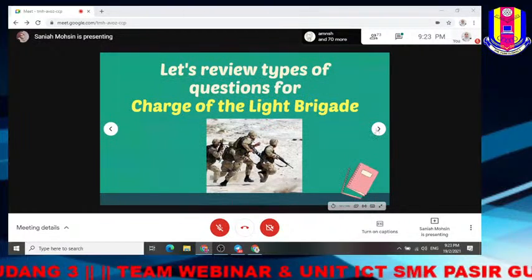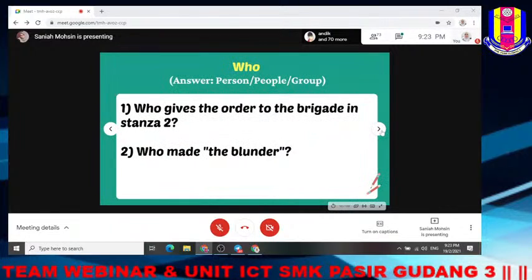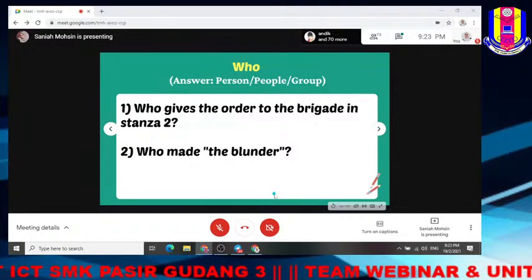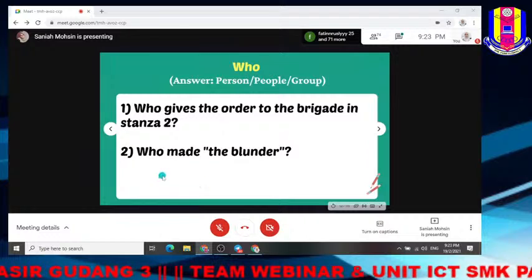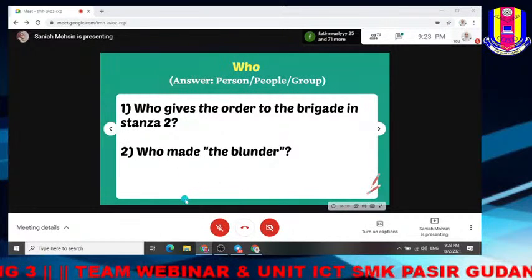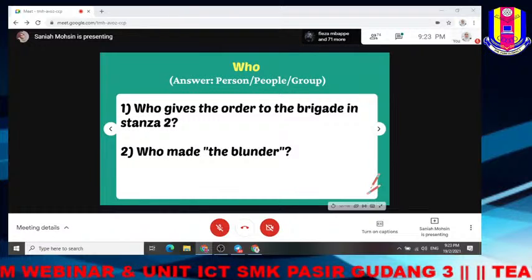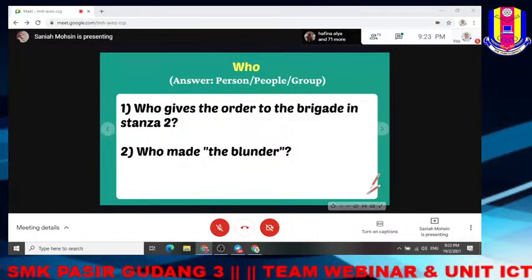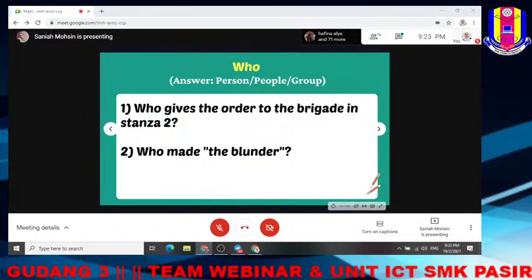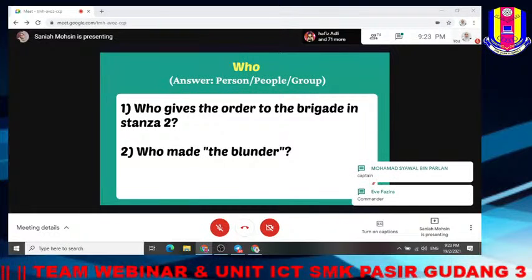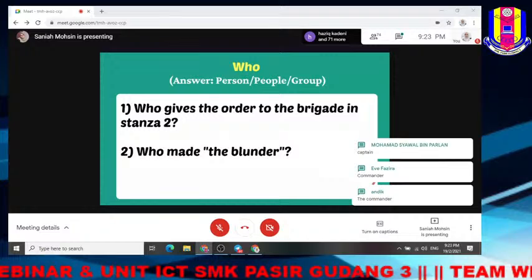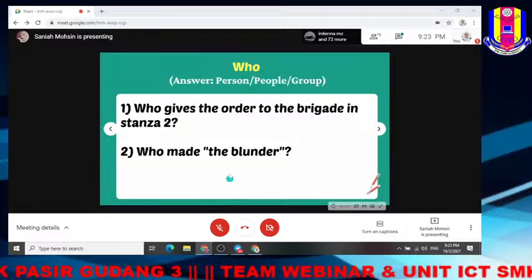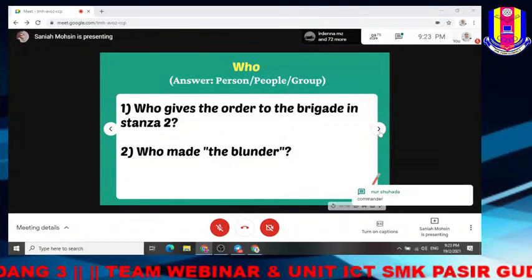Okay, next one, we go to charge of the light brigade. Okay, so charge of the light brigades, for example, they might ask you about who gives order to the brigade in stanza 2. Or who made the blunder? Okay, who can tell me? Okay, the brigade ni maksudnya the soldiers. But then we give order. Order kat sini bukan order kat restoran tau. Okay, order bagi arahan. Okay, so siapa bagi arahan? Komandan. The commander. Okay, the commander, the captain of the soldiers. Okay, good. Commander. Oh, semangat di situ. Okay, betul-betul commander. Okay, so make sure bila dia tanya who, siapa, cakap pasal orang.